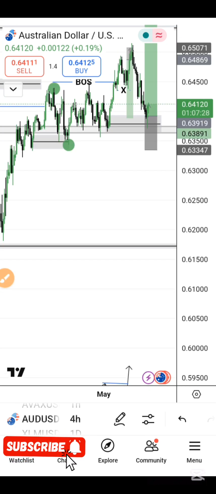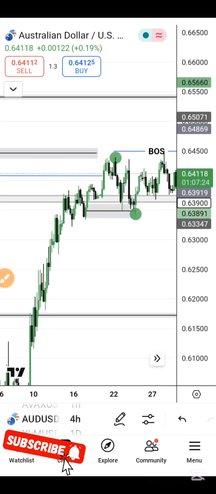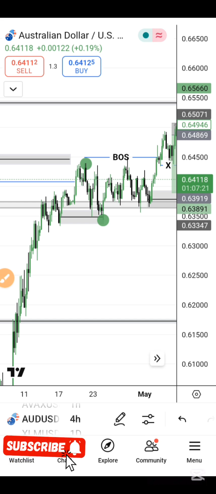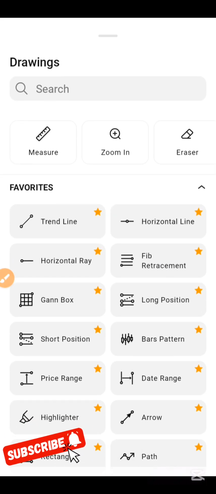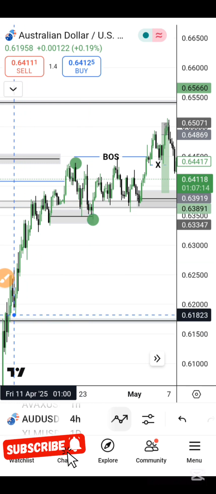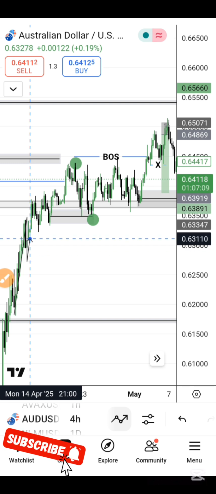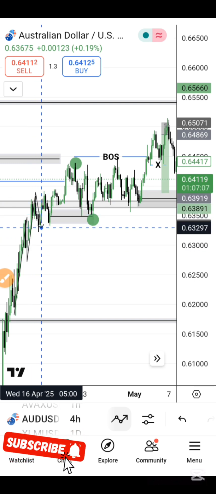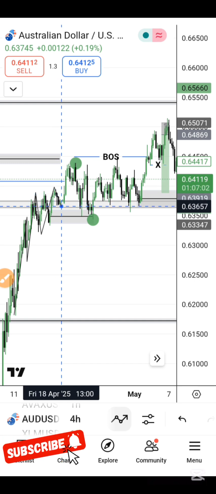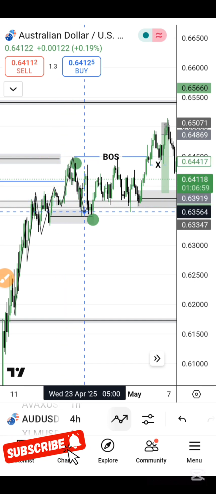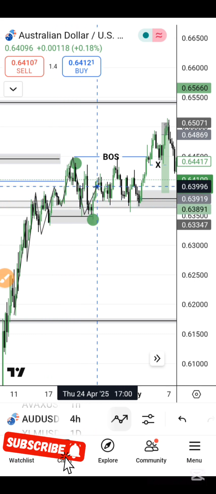So let me show you guys on the rechart, right? So looking at this market right now, we could see that AUD/USD has been bullish. So if we take out our path, let's just start from here. We had this pullback right here, we had this pullback right here, we had this pullback right here, and we had this pullback. Now this pullback took out this inducement right here. This inducement was taken out and it broke structure right here.